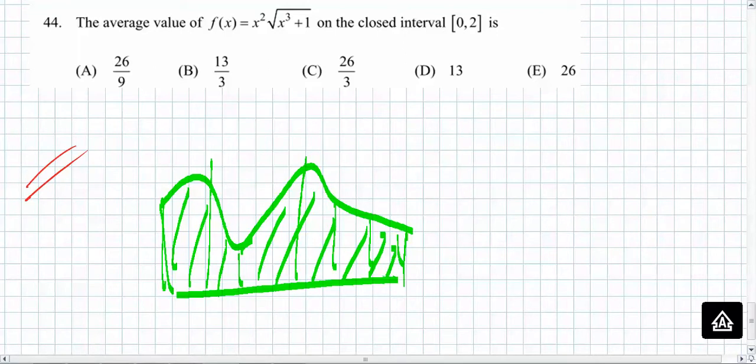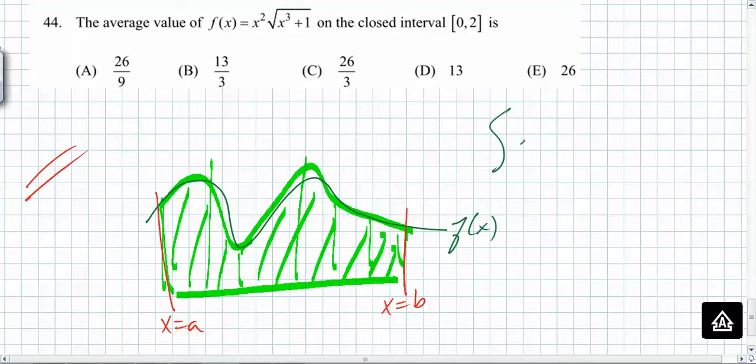In this case, the number of students, let's say this was x equals b right here, and this was x equals a. So this is a and this is b. Let's just say that this right here is f of x. How do you think you write the average value? What do you have to find first if you wanted to find the average value of f of x? The integral of f of x dx from what to what? A to b, but then what do you divide by? Exactly, you're dividing by b minus a. That right there is the average value equation.